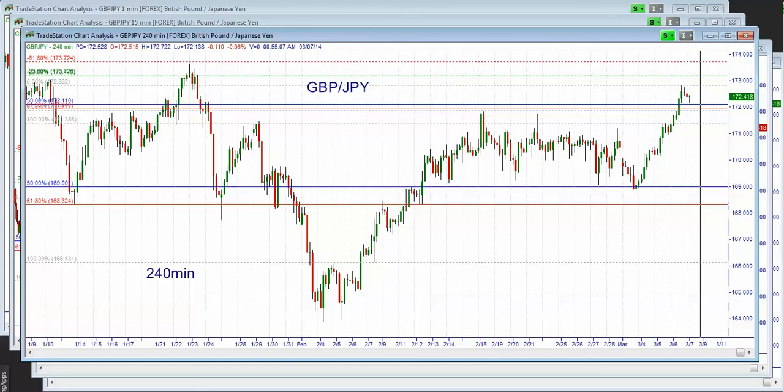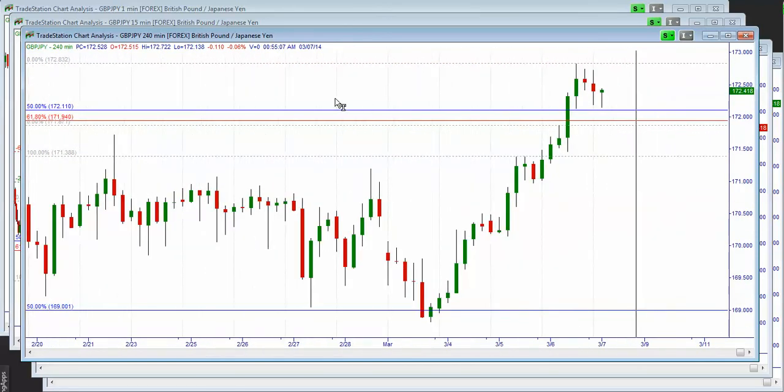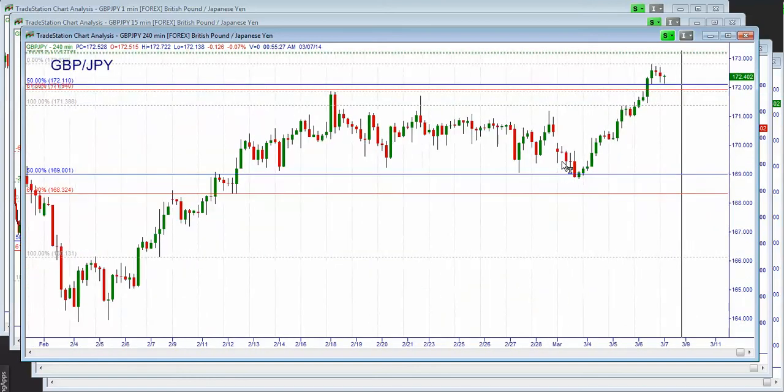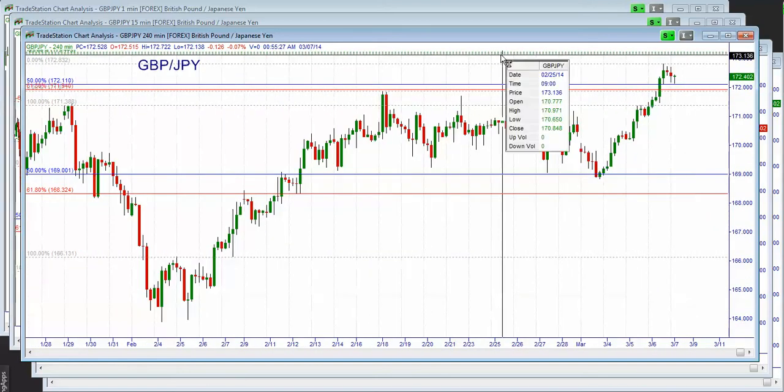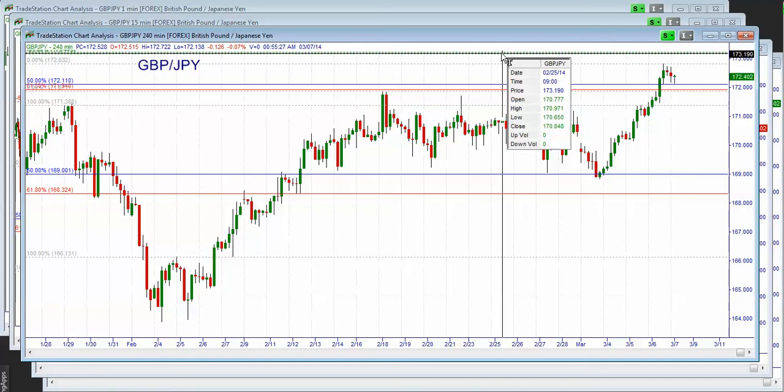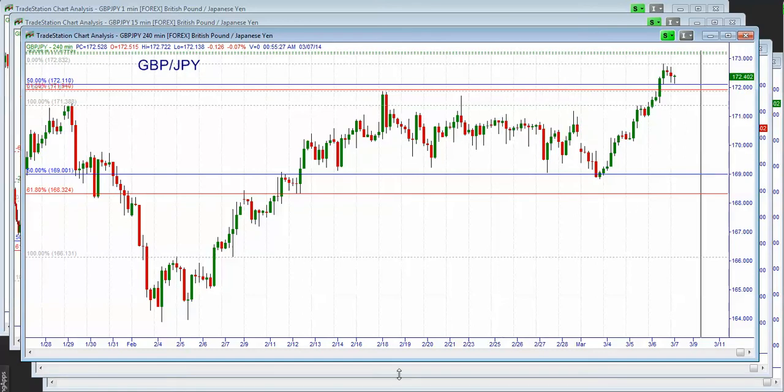So although risky here, there's an opportunity if the market goes back to 172.11 and holds this level, then with a stop below 171.93, we can actually bring price into that 173.24 level here.